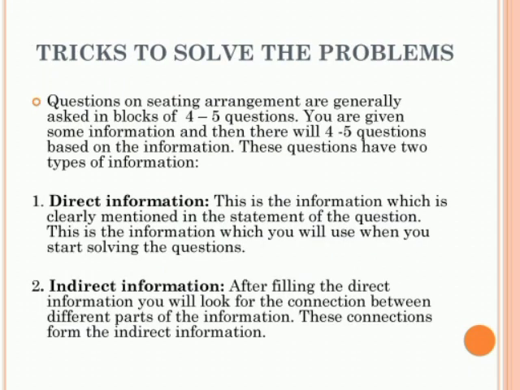Now the tricks to solve the problems. The questions on sitting arrangement are generally asked in a block of 4-5 questions. You are given some information and then there will be 4-5 questions based on the information. These questions have 2 types of information. One is direct information and the other one is indirect information. Direct can be gathered directly from the question asked, and indirectly you have to arrange and then form them.